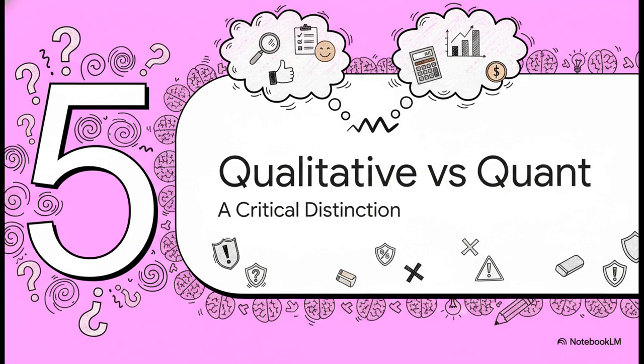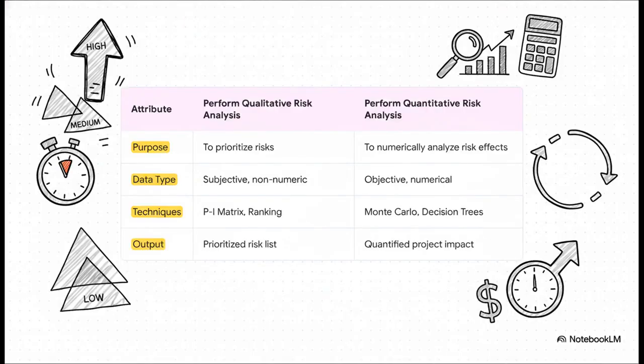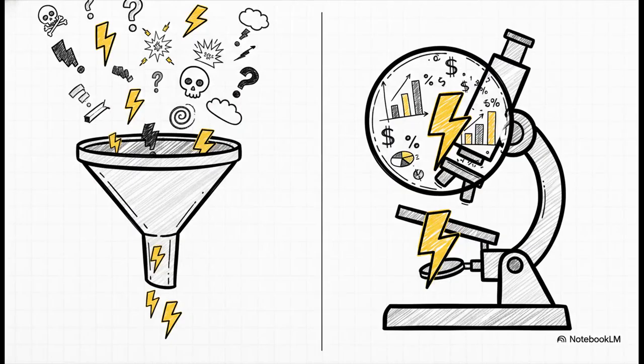Let's address a frequent point of confusion on the PMP exam: the difference between qualitative and quantitative risk analysis. If you misunderstand this distinction, you will lose points. We're going to clarify this with absolute precision right now. Here is the crucial difference you must remember. Qualitative analysis is all about prioritization. It's fast, it's subjective, and it uses simple ratings to sort a long list of risks. On the other hand, quantitative analysis is all about precision. It's objective, it's data-intensive, and it uses numerical values and statistical models to calculate the exact financial or schedule impact of your top risks.